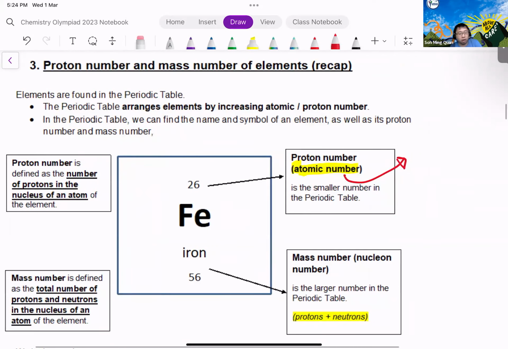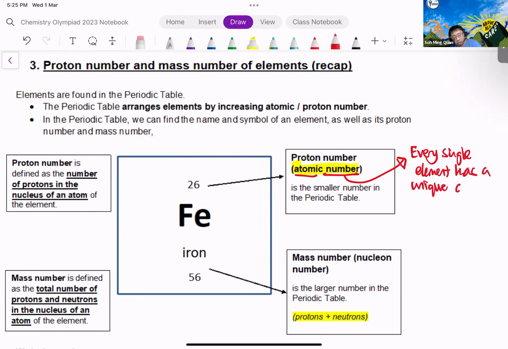But why call it atomic number? It is called the atomic number because every single element has a unique atomic number. It is like the IC number of the element. If you tell me atomic number 26, I will know that it's iron immediately, because no other element in the periodic table will have atomic number 26. No others. Okay?